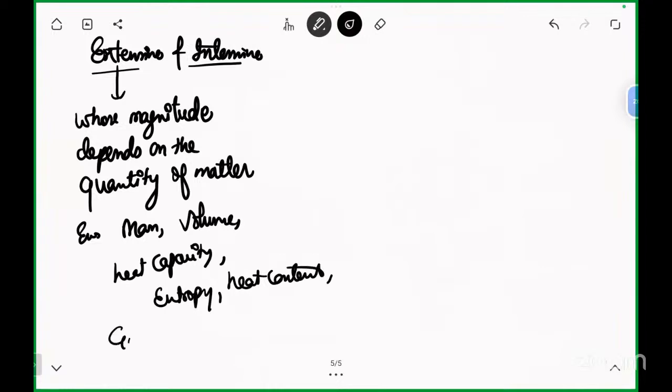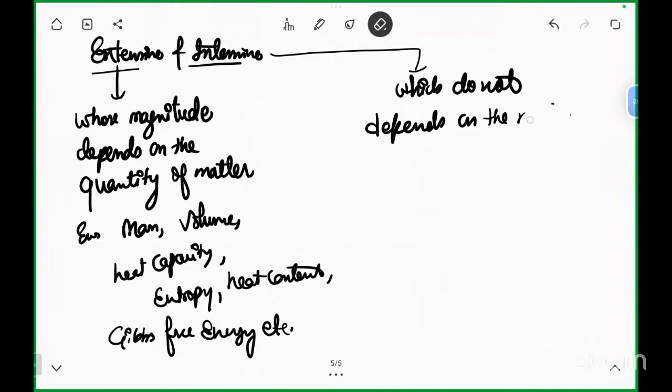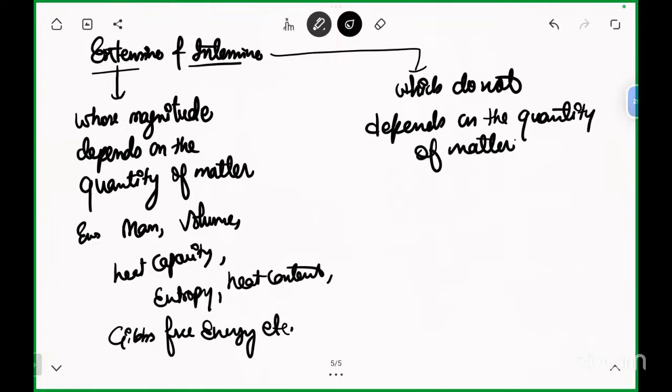What else? We have Gibbs free energy. These are all extensive properties. If I talk about intensive properties, just the opposite of extensive, these are properties which do not depend on the quantity of matter.